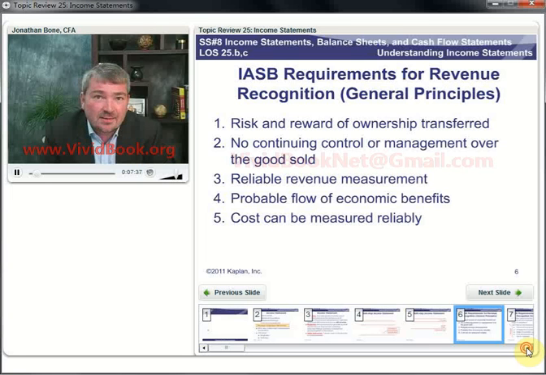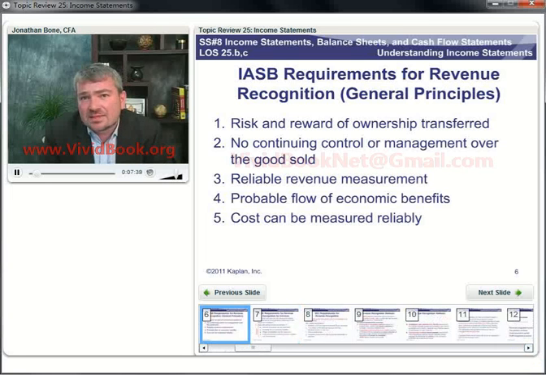record a sale. So the first one is the risk and reward of ownership should have transferred from the seller to the buyer. In which case, point 2, the seller should have no continuing control or management over the goods sold. In other words, that should all now vest with the buyer. We need to be able to have reliable revenue measurement. So in other words, we can put a reliable dollar value on the sale that we've made.